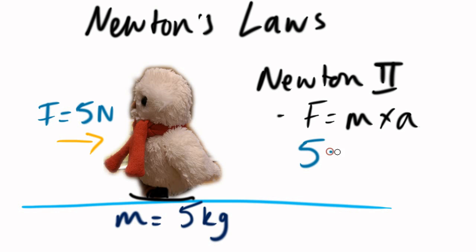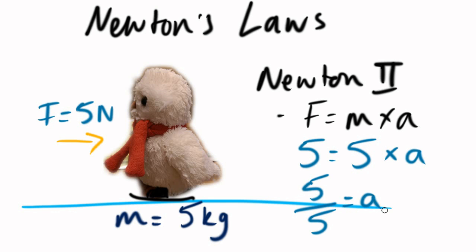Let's write his mass in underneath the M, and copy out the rest of the equation. The acceleration is the one we want to calculate. So when you rearrange this, you do the inverse, so it becomes 5 divided by 5 equals A. So the acceleration is 1, and the unit of acceleration is meters per second squared.